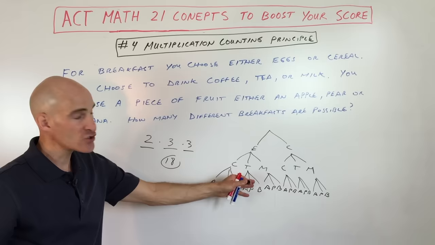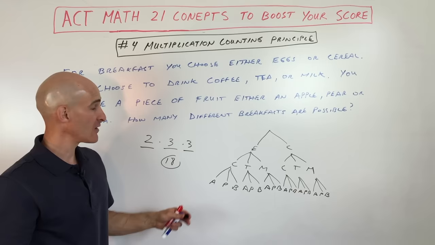This is just more of a visual representation, but in the interest of time, you just multiply how many choices there are in each category, and that'll give you your total possible different breakfasts in this case, or the number of outcomes that you can have.